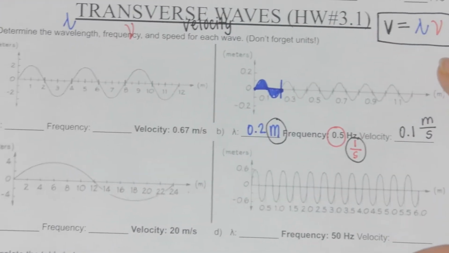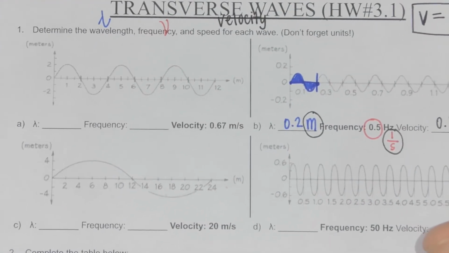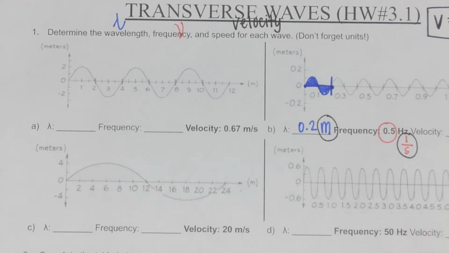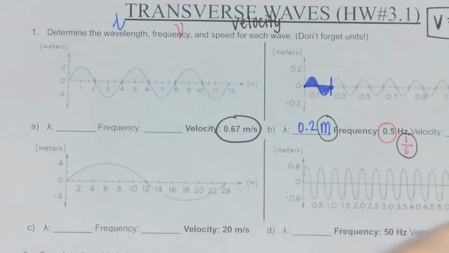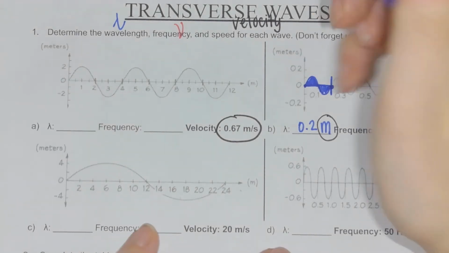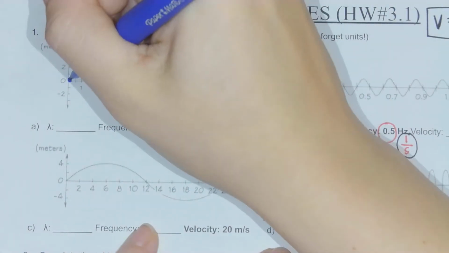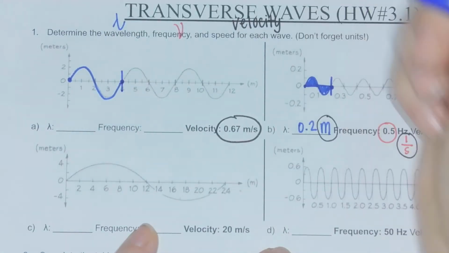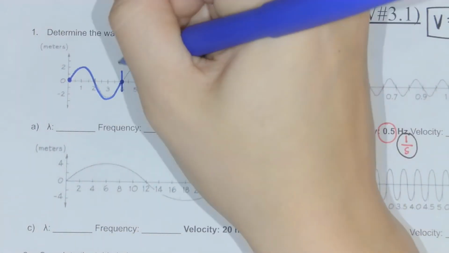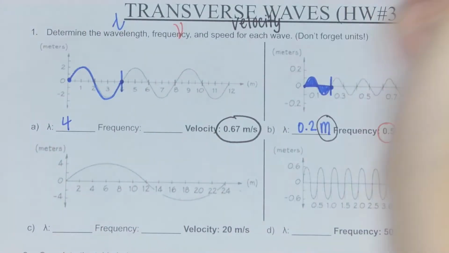So going back to the first one that we skipped here, it gave me the velocity. It says that my velocity is 0.67 meters per second, but I need to figure out the frequency and the wavelength. And the wavelength I just get from the picture. From here to there, the wave is measuring at 4 meters.